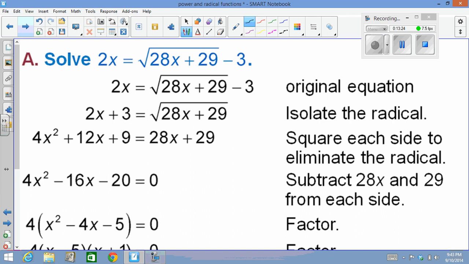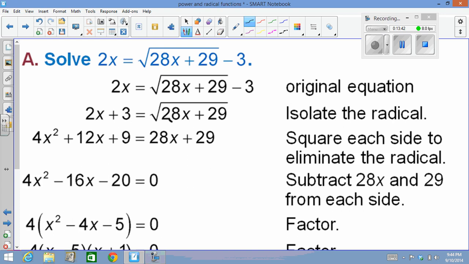Remember, the goal in a radical equation is to isolate the square root. So I'm going to move the 3 to the other side so I can get the square root of 28x plus 29 all by itself. So I'm going to get rid of the square root. In order to get rid of the square root, I'm going to square both sides.